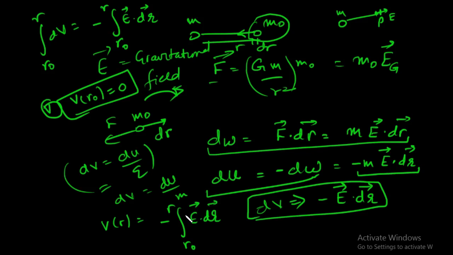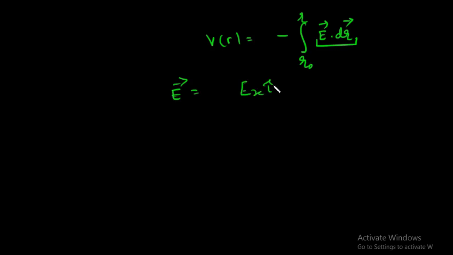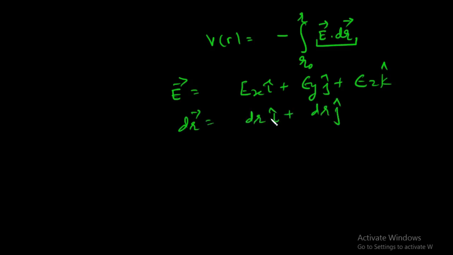Now you see, V of R was minus integration R0 to R E dot dr. This was the potential. Now these are vectors, so let's cut them down to individual components. So E would be equal to Ex i plus Ey j plus Ez k, and dr would be equal to dx i plus dy j plus dz k.